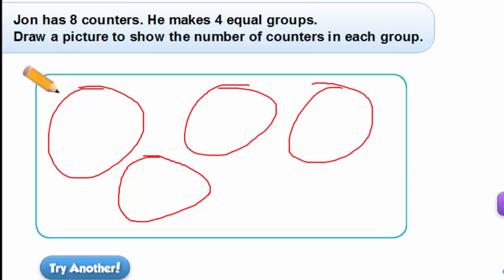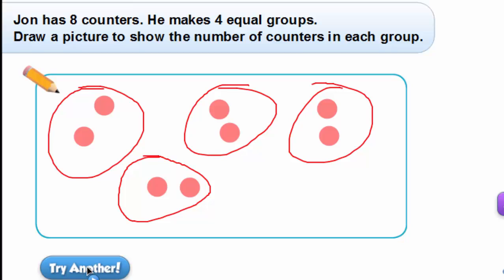We have 4 groups. We have 8 counters to put in these 4 groups. So we're going to go 1, 2, 3, 4. Now start all over again, make them equal. 5, 6, 7, 8. So 8 divided into 4 equal groups is how many in each group? 2. Good job. Are you ready to try one more? Yeah? You guys are so smart.